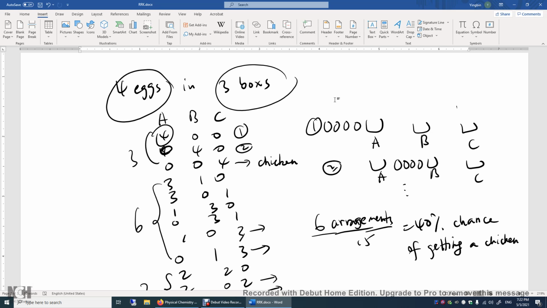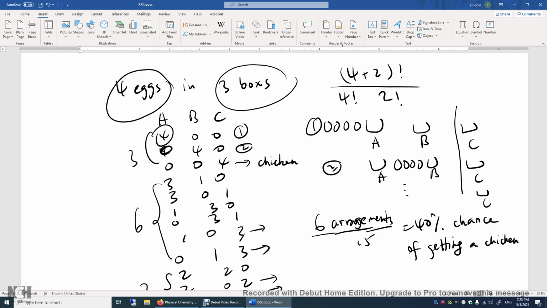So really, we're just looking at the permutation of 4 eggs plus 2 boxes on top. On the bottom, we divide by 4 factorial. That's the permutation of eggs. And we also divide by the permutation of 2 boxes. Again, not 3 boxes, because you always need a box at the end. All right, you cannot put an egg at the end because it's unphysical. You have to give every single egg to a box.